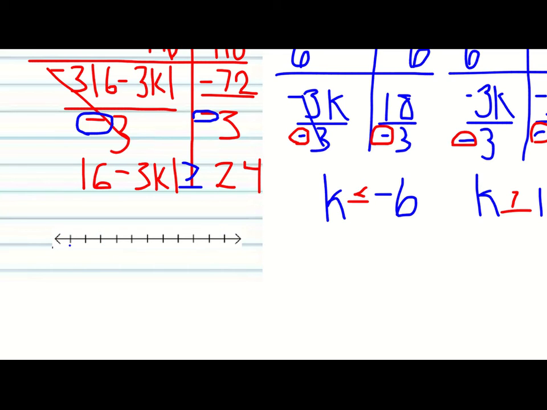So our final answer: k is less than or equal to negative 6. K is greater than or equal to 10. And there's the graph to show what that looks like.